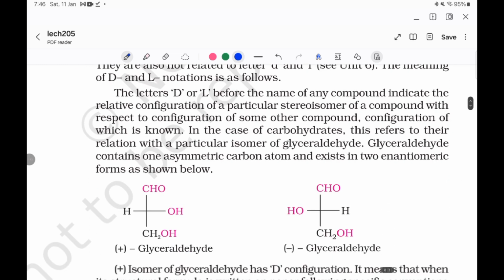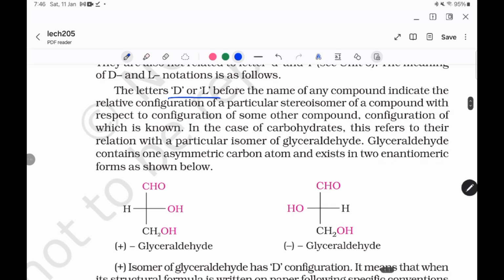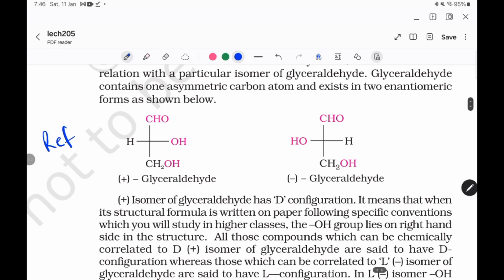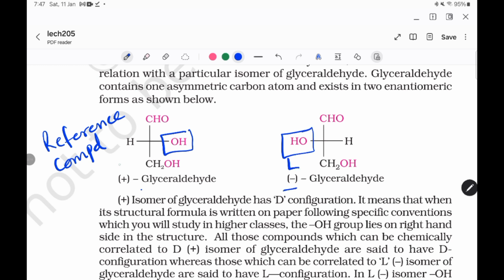So what are D and L standing for? The capital D and capital L letters before the name of any biomolecule or compound indicate its relative configuration of a particular stereoisomer with respect to the configuration of some other compound. For example, the reference compounds for us are D-glyceraldehyde and L-glyceraldehyde. In D-glyceraldehyde, you can see that the OH is on the right side, whereas in L-glyceraldehyde, the OH is on the left hand side. Instead of writing L, we can write minus, or instead of writing D, we can write plus.